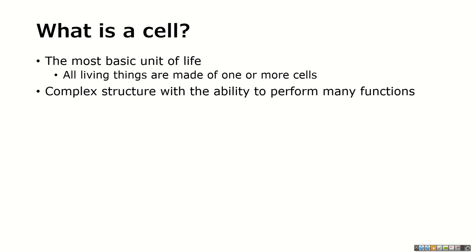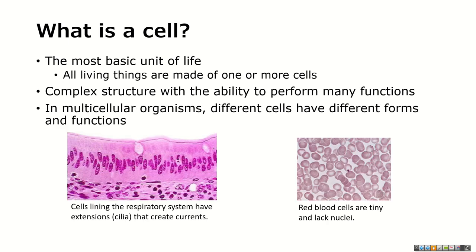The cell is a fairly complex structure. It has an ability to do a bunch of different things. We're going to learn about a lot of those today. And different cells have different functions and therefore different shapes or forms. So on the left, we have some cells in the respiratory system. Each of these dark ovals is the nucleus of a different cell. So each of those dark ovals represents a different cell. So these are tall, thin cells that line the respiratory system.